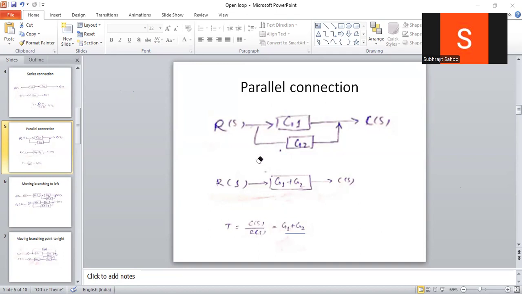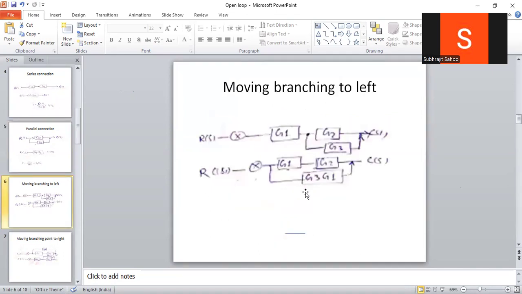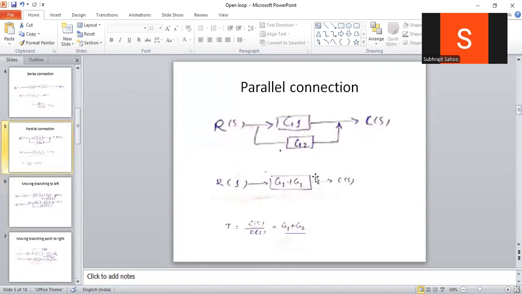Just follow what I'm saying here, right? Observe. Next is sometimes this is one moving of moving branching to left. Sir, what is the branching here? Observe. These are called branch.